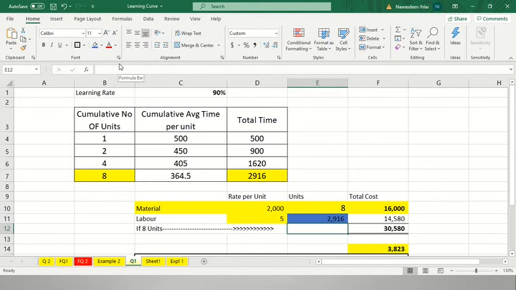Which means our time is reduced. So as a result, our cost also reduced. So here you can see now our total time requirement for 8 units is 2916 hours into 5. 14,580 will be our cost. So here you can see our total cost for 8 units will be 30,580.